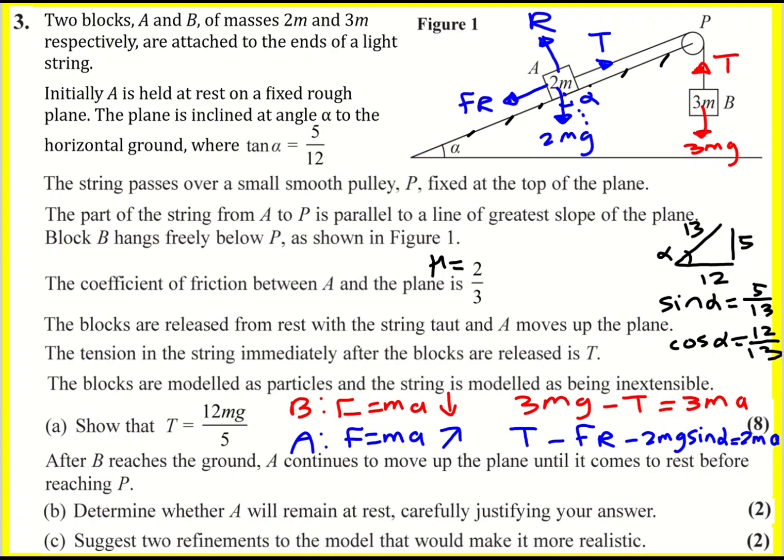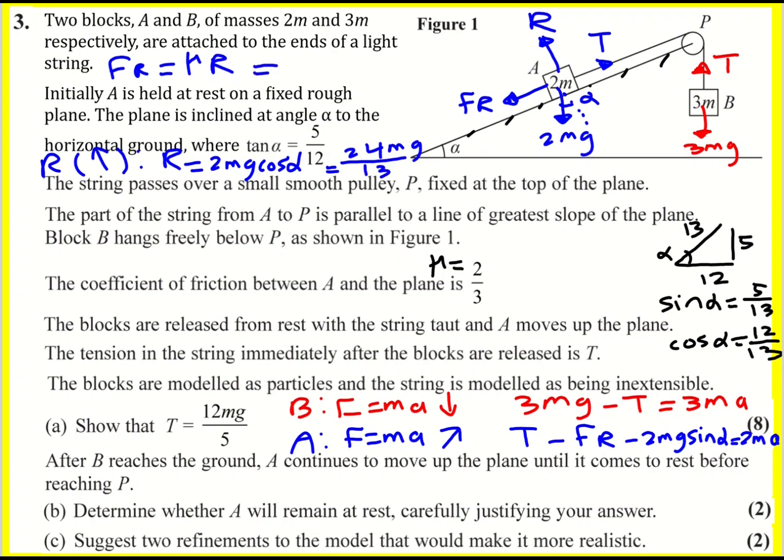So let's keep going. We know, because it's moving, that Fr is going to equal mu R. Now I know what mu is, I just don't know what R is at the moment. So I now need to look at the forces perpendicular. Sorry if I'm going a bit all over the place here. But I'm going to resolve forces perpendicularly. There's no resultant force, which means that R is going to equal 2mg cos alpha, as I was talking about before. And now I'm going to sub in for cos alpha, so it'll be 24mg over 13.